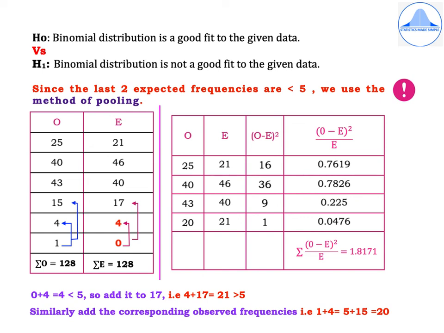And at 5% level of significance for 2 degrees of freedom, K2 is 5.98. The conclusion: since chi-square is 1.8171, which is not greater than K2 equal to 5.98, at 5% level of significance for 2 degrees of freedom, we accept H0 and conclude that the binomial distribution is a good fit to the given data.